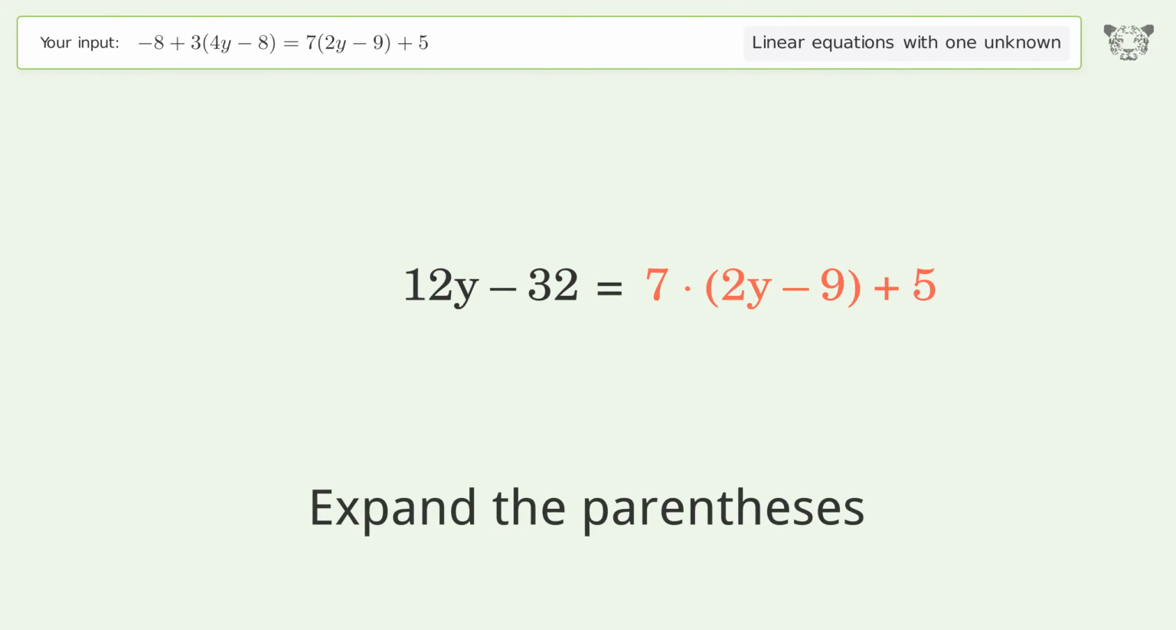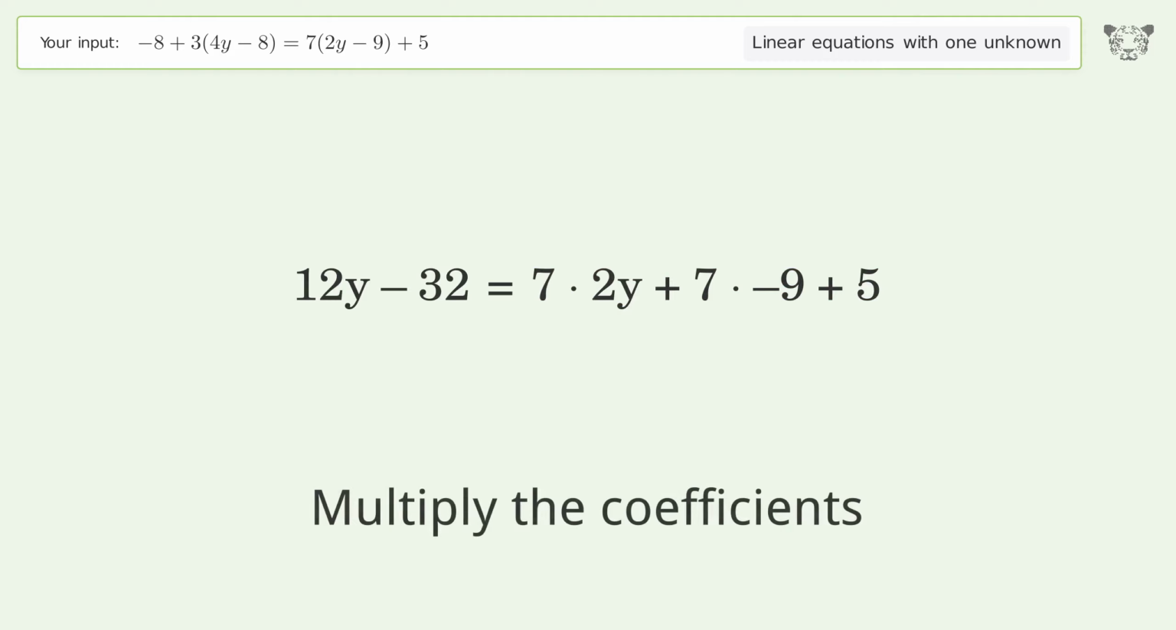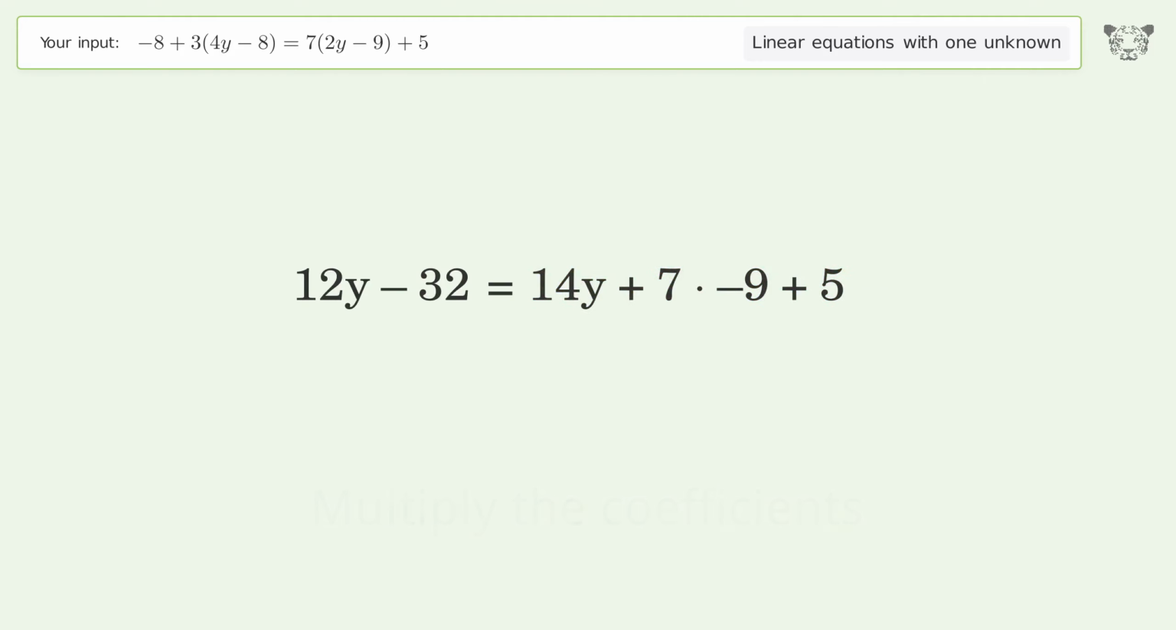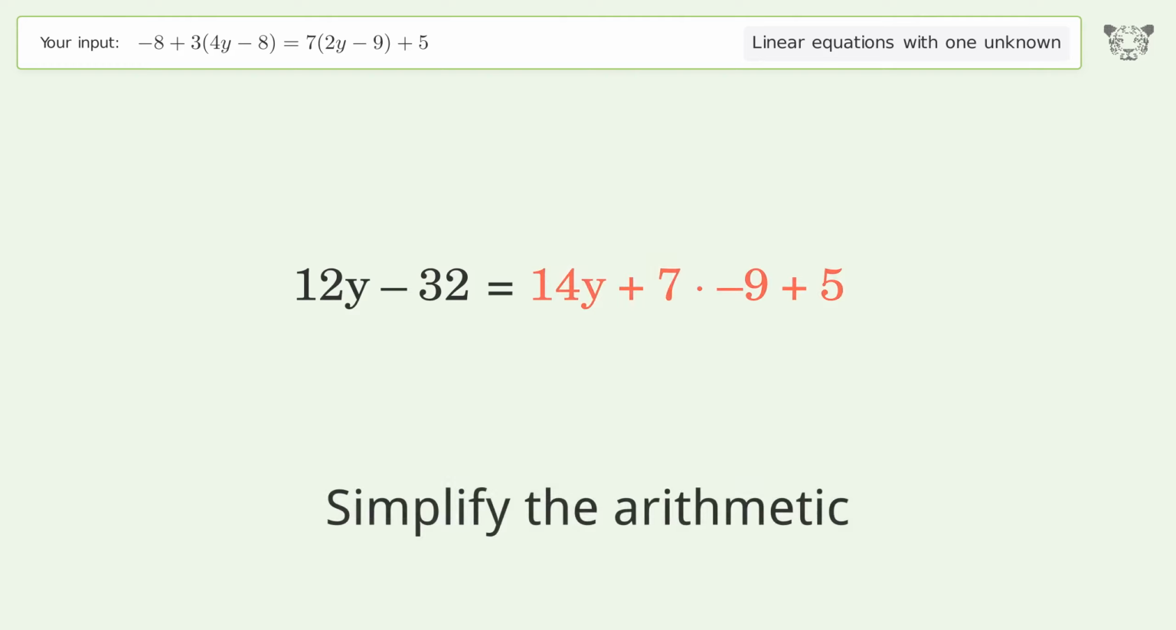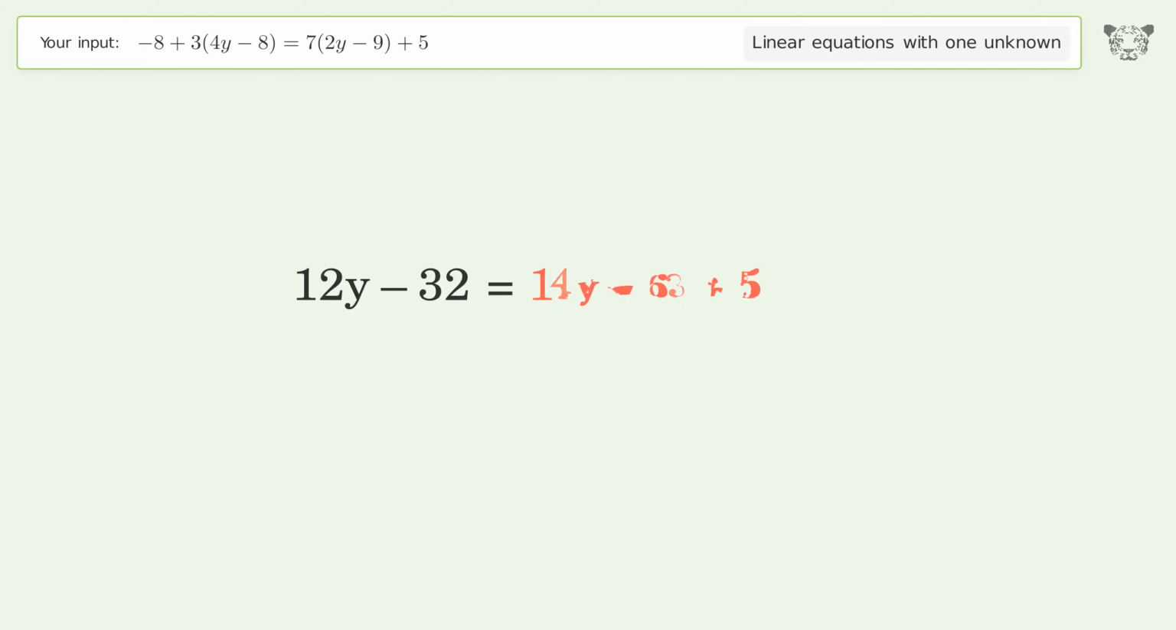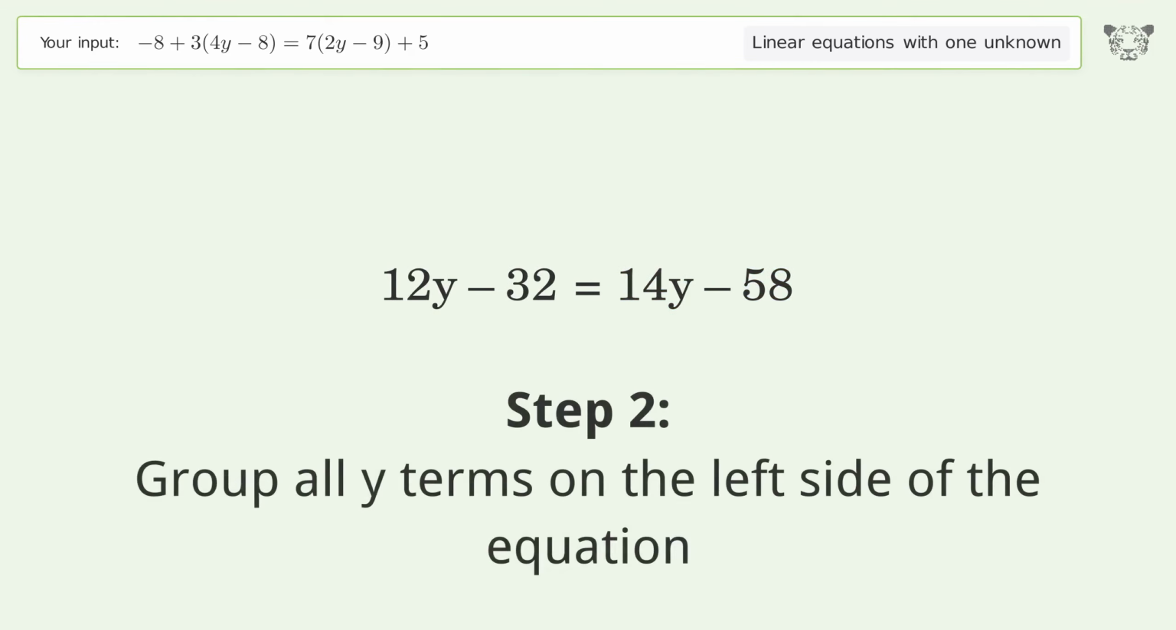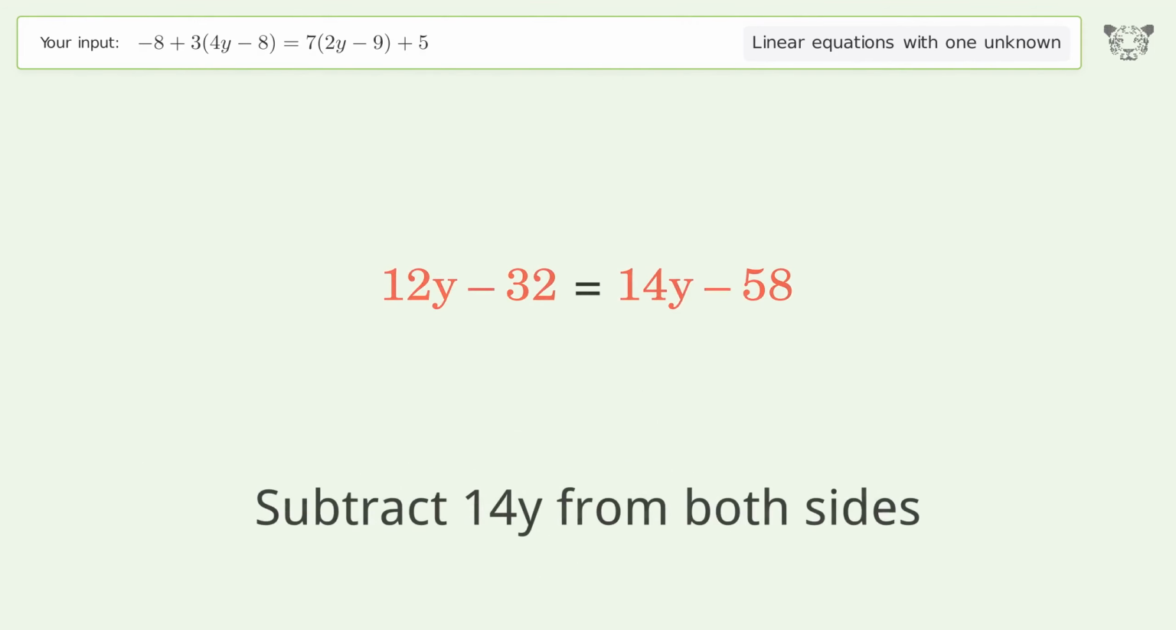Expand the parentheses. Multiply the coefficients. Simplify the arithmetic. Group all y terms on the left side of the equation. Subtract 14y from both sides.